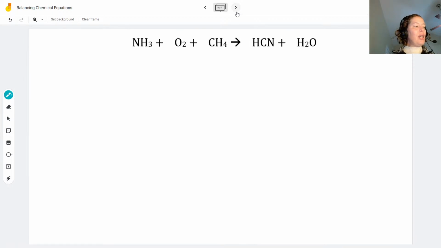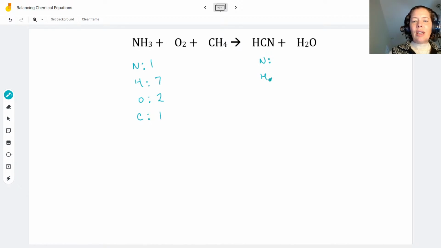Okay, let's do just one more. This is going to be another difficult one, and then that will be it for tonight, I promise. Okay, so again, we have ammonia and oxygen, except this time we've got a methane thrown in there. Okay, so nitrogen, hydrogen, oxygen, carbon. Okay, so I have 1 nitrogen, 3, that's 7. Oxygen, I have 2. Carbon, I have 1. Same, I have nitrogen, hydrogen, oxygen, and carbon. Okay, 1, okay, that's 3 total, because 1 here and 2 here. I have 1 here, and carbon, I have 1 here.